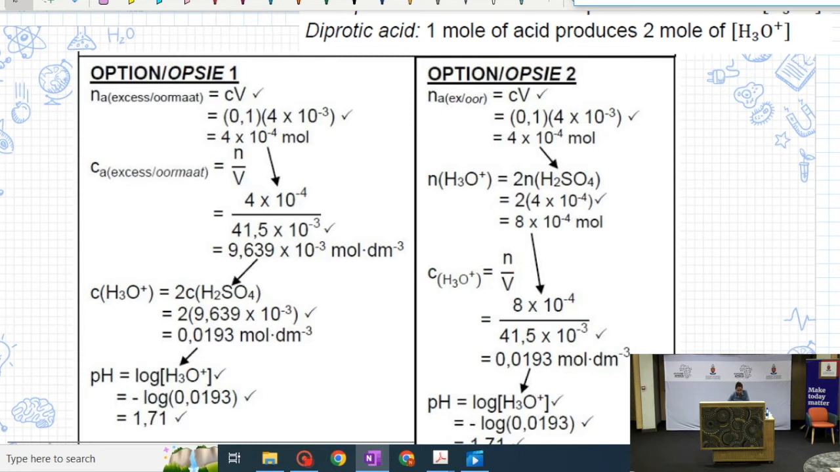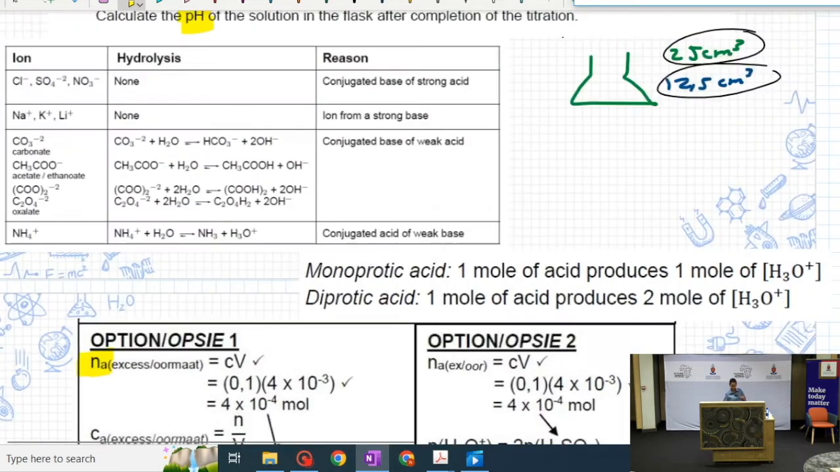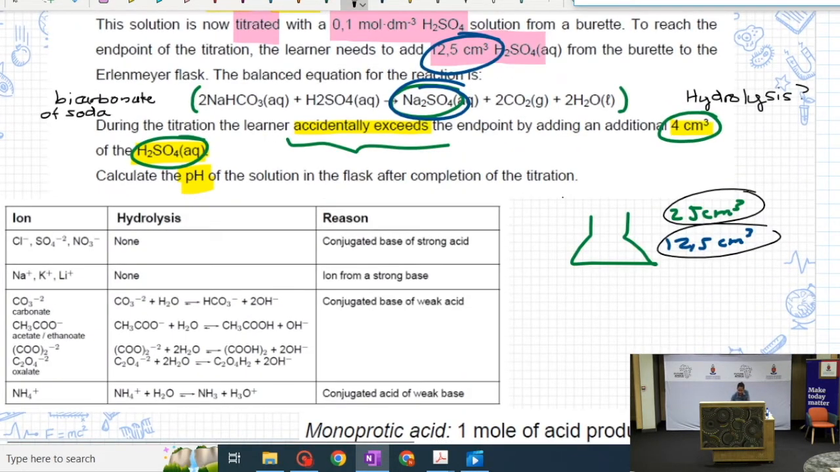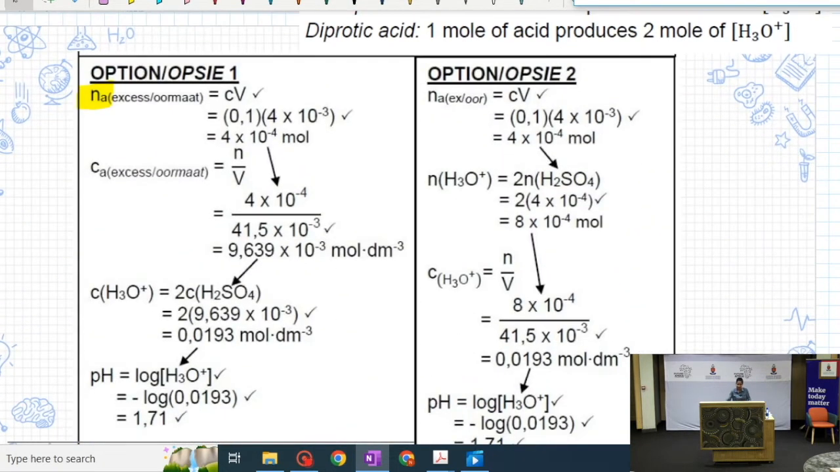Number 1, we notice that we have excess acid. Depends on how you want to calculate, using the method on the left or on the right, but we realize we've added excess acid. The excess acid is the 4 centimeters cubed of the acid, which has a concentration of 0.1 mole per decimeter cubed. That is what we have added, the extra acid.